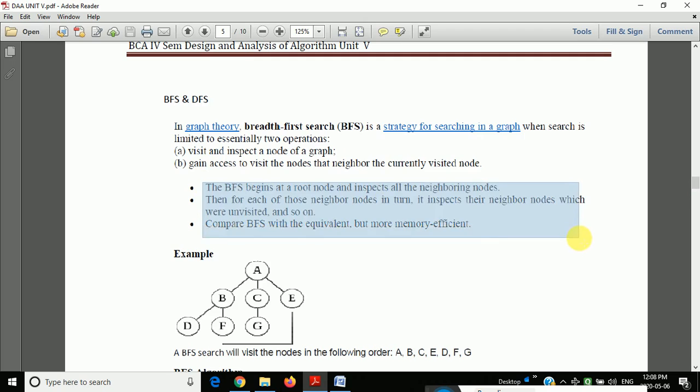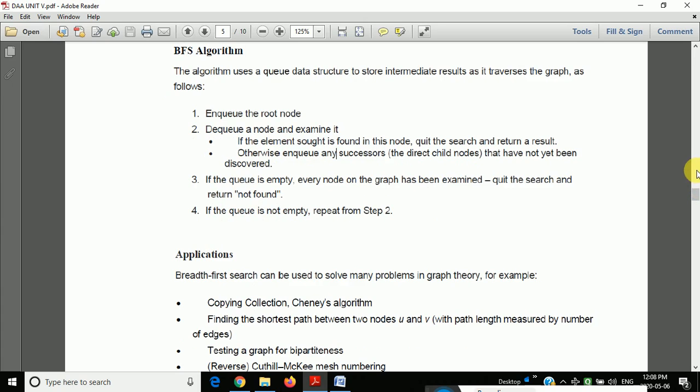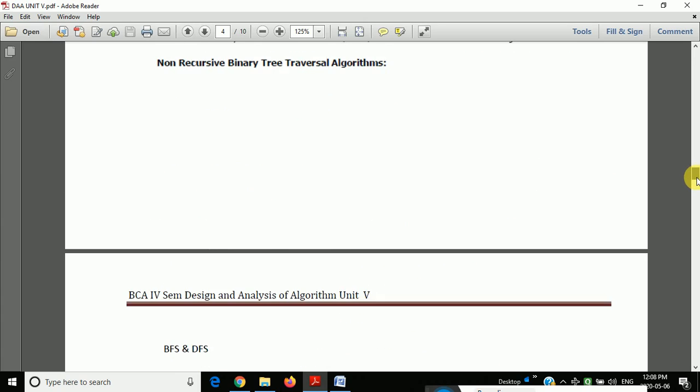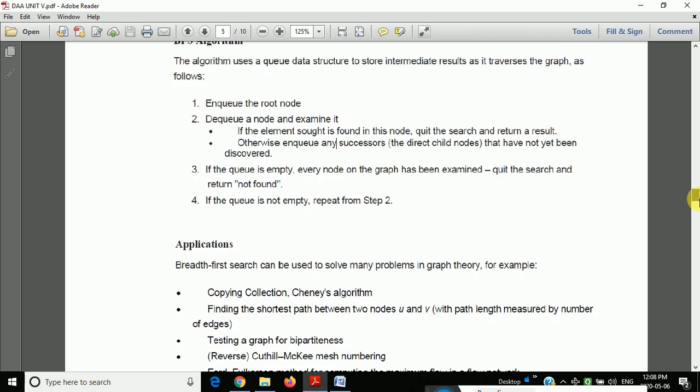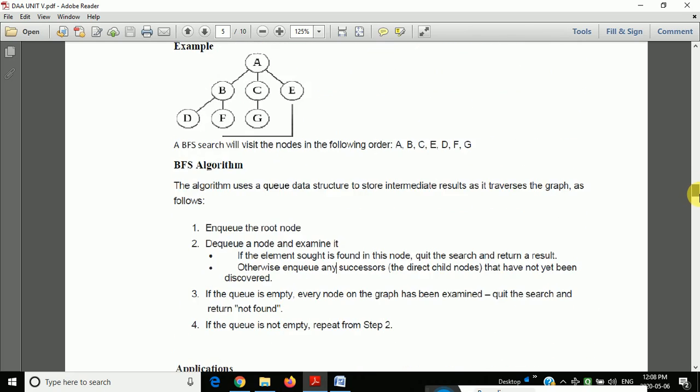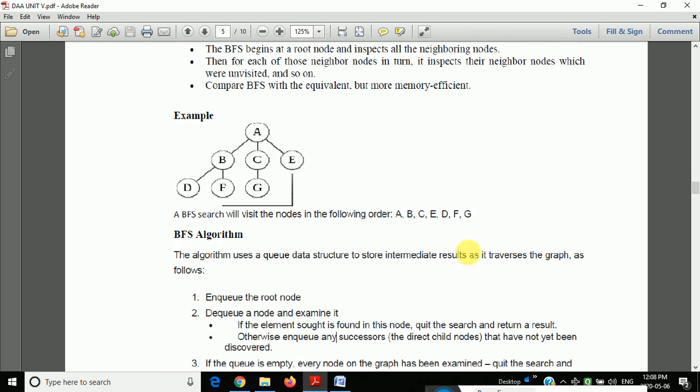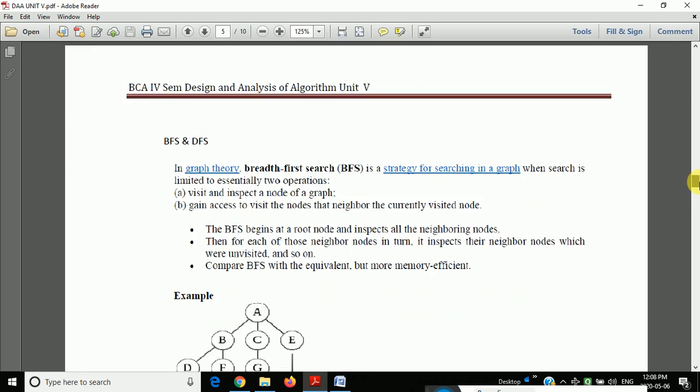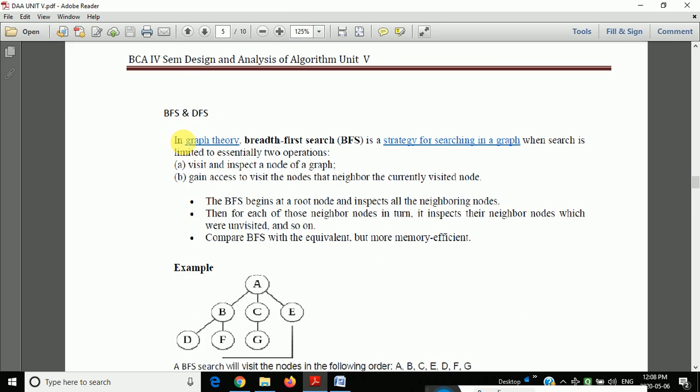What it will do is visit the node. So we have to visit the node, same like in-order, pre-order, post-order, something like that. This follows the linear order, that is queue form, and they have given a definition here. Breadth first search is a strategy for searching in a graph where search is limited essentially to two operations.